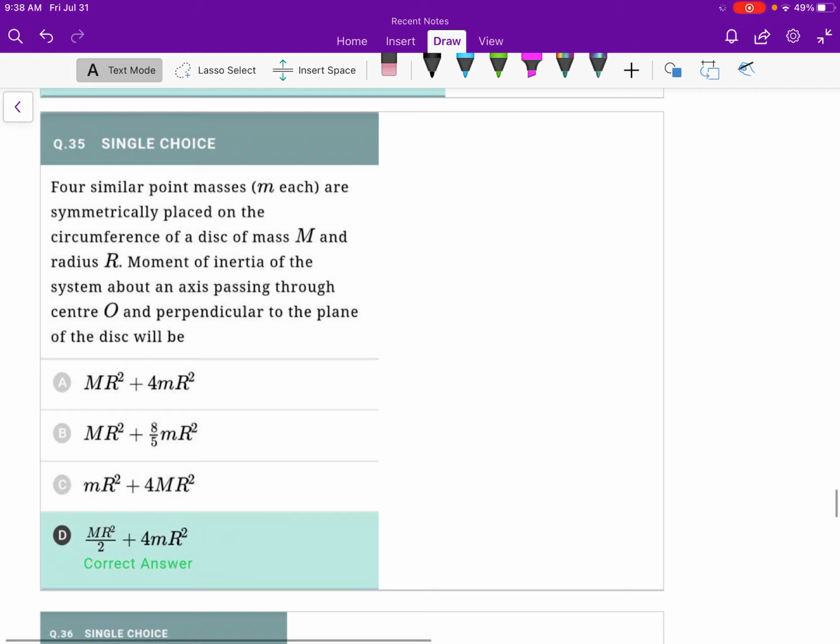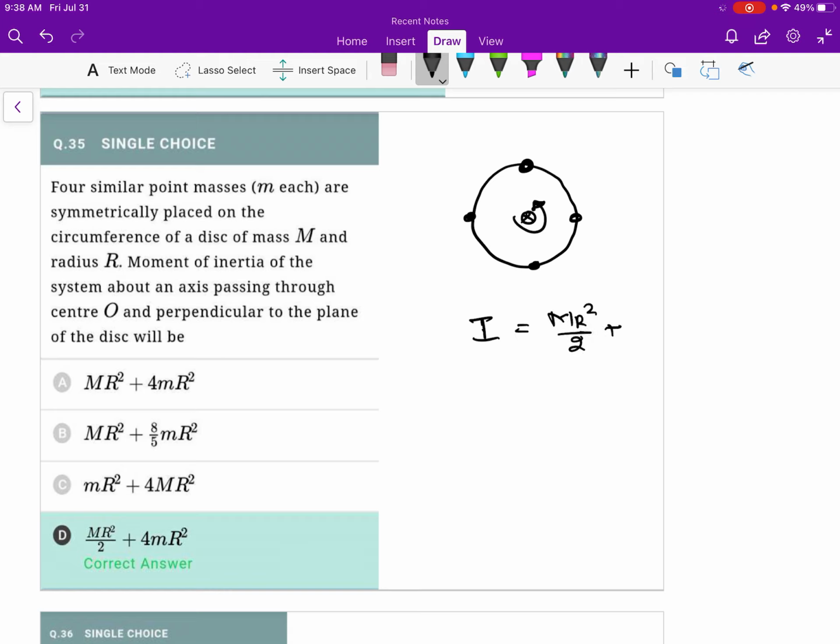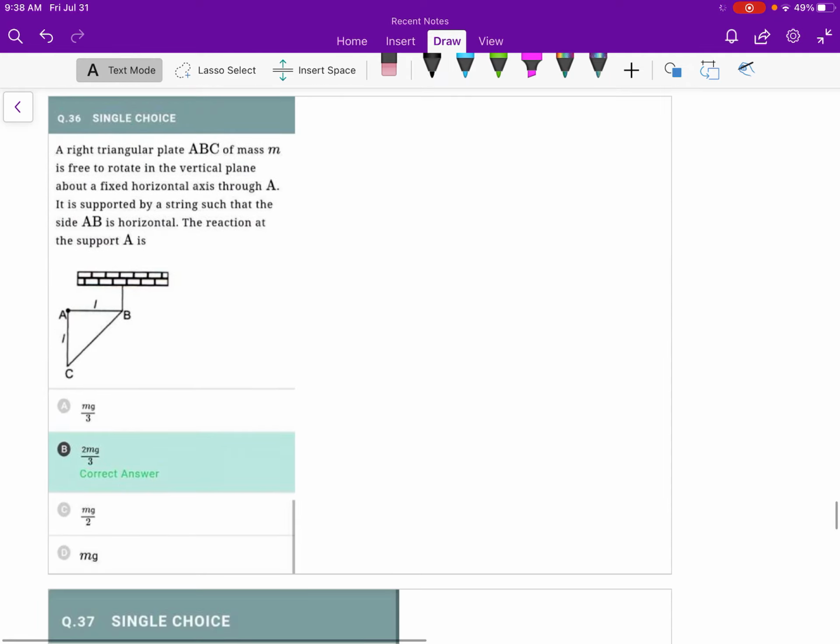Four similar point masses are arranged, moment of inertia. So we have a uniform disk of mass capital M and 4 point masses are arranged, and we are supposed to find out the moment of inertia about this axis. So for this it is capital M R square by 2, and for 4 point masses it is 4m capital R square. So accordingly D is the correct option.